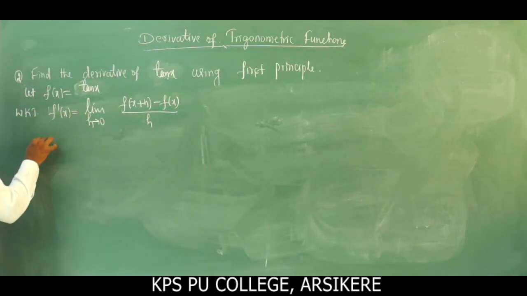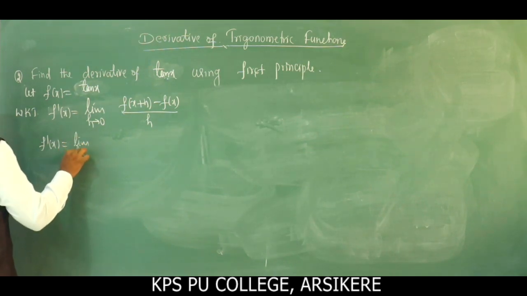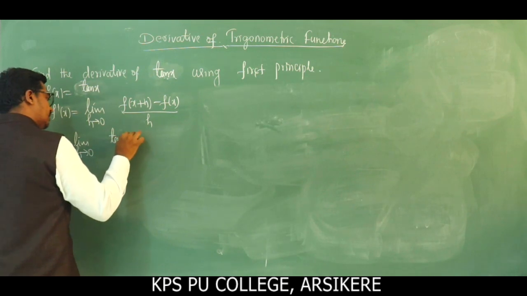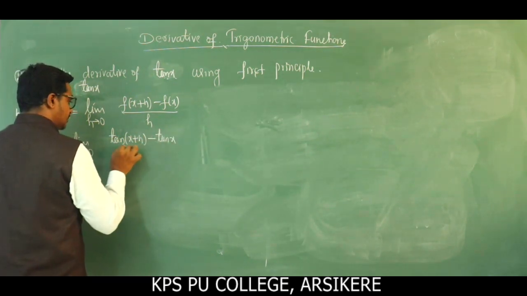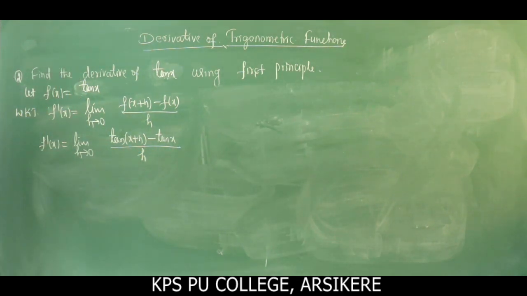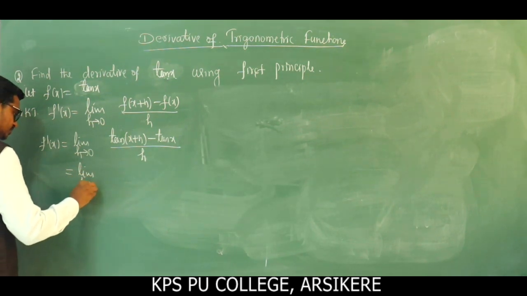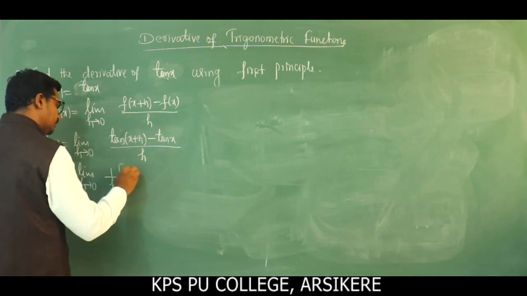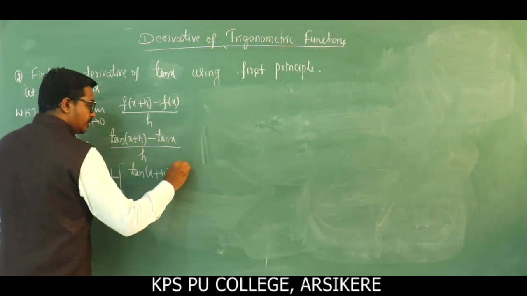So this becomes f dash of x is equal to limit as h approaches 0 of tan of (x plus h) minus tan x, divided by h. So this can be written as limit as h approaches 0 of, first I will take 1 by h, 1 by h into tan of (x plus h) minus tan x.